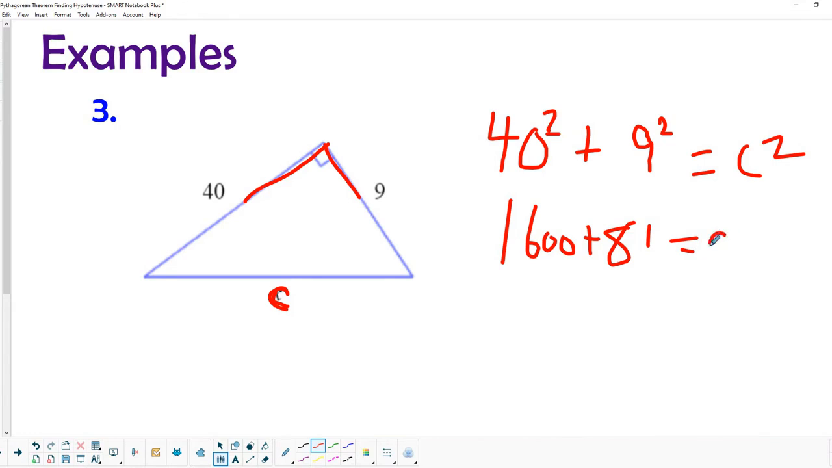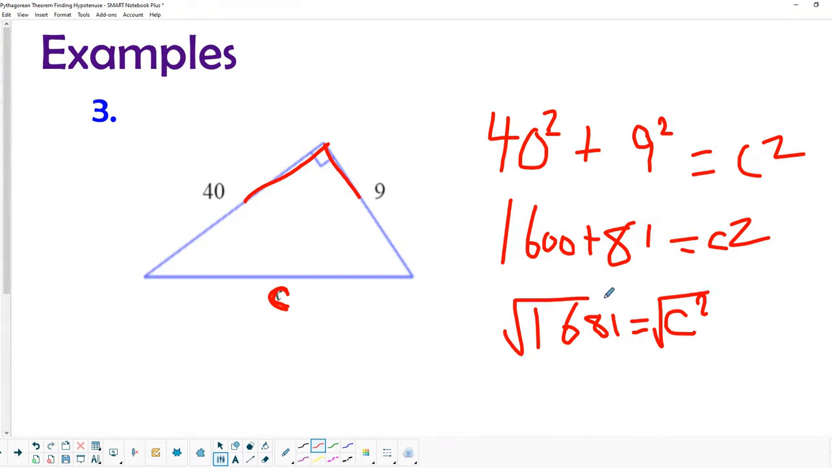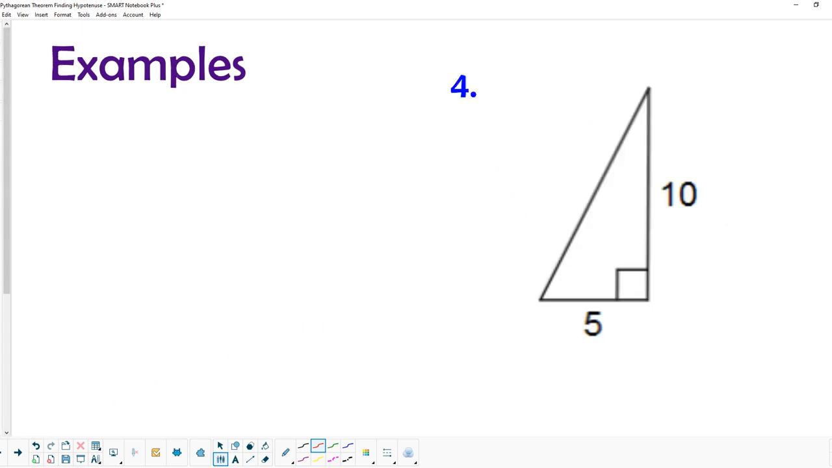Now that equals c squared. So 1600 plus 81 would be 1681, which equals c squared. And then to find c, you just take the square root of 1681 on your calculator. So 1681 square root. Oh wow, that turns out to be 41. So c, side c in our case, is 41. Okay, excellent.